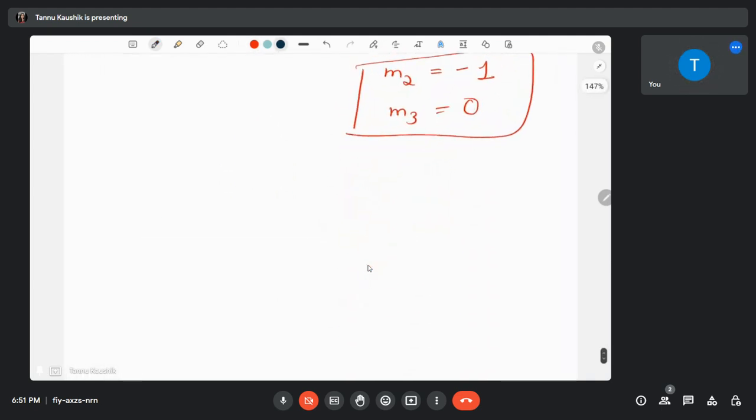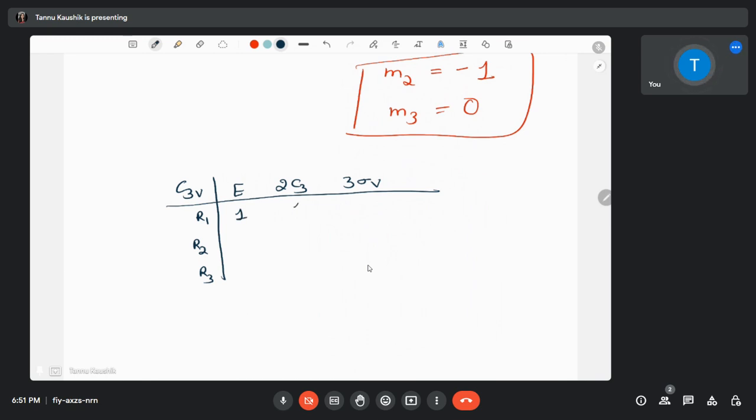So what will be the group multiplication table now? It will be C3V, E, 2C3, 3 sigma V, R1, R2, R3. So the group multiplication table will be 1, 1, 1; 2, minus 1, 0.